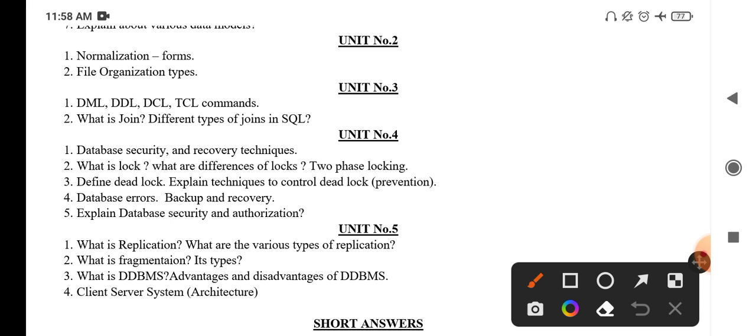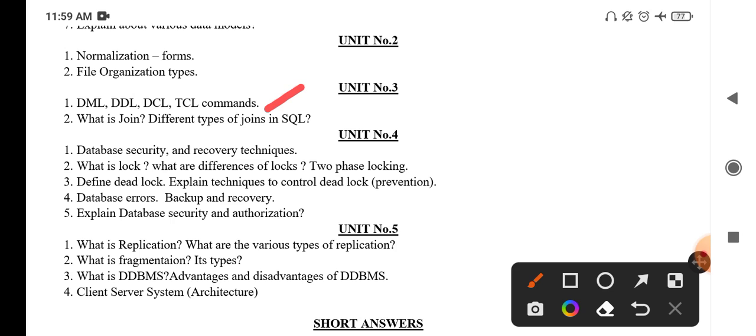And when it comes to the DDL commands, we have to write create, alter, rename, truncate, drop. Now we have to explain all these commands with examples. So no need of writing the syntaxes, just explain the example of this concept. Next, DCL commands, you know, grant and revoke. TCL commands are commit, rollback, and savepoint.